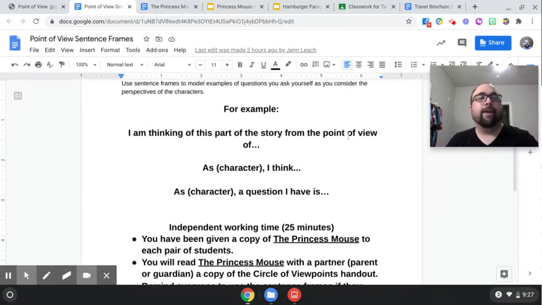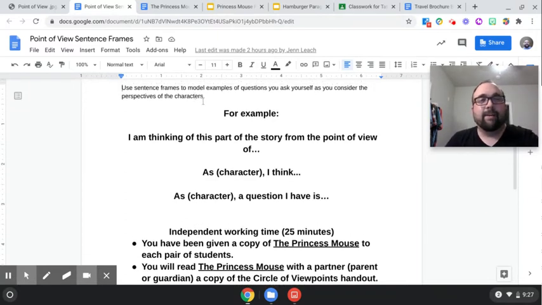So we have our sentence frames. We use those to model examples of questions you ask yourself as you consider the perspectives of the characters. That means you consider what they're thinking, how they're feeling, how they interact in the story, right? For example, I am thinking of this part of the story from the point of view of, and then you choose a character and you think about how would they be feeling right now? How would they be reacting? Are they reacting the same way I would in this situation?